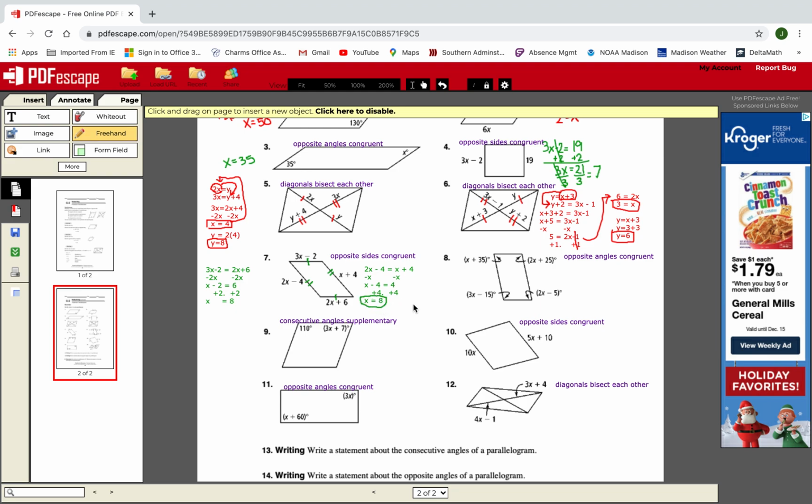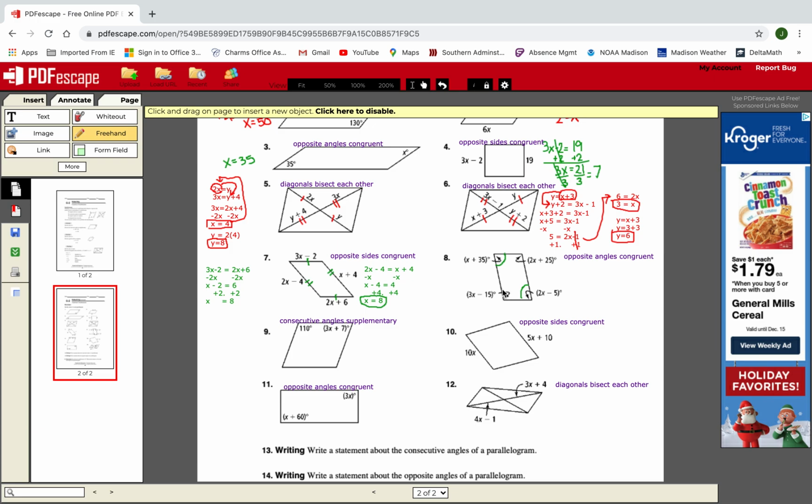All right, so we have opposite angles congruent here. And this is the same situation. You have x's in both places. So I have the two situations here. I have, well, opposite angles congruent. So I know that x plus 35 is going to equal 2x minus 5. I'll put some curves on this thing. Okay, so I know that x plus 35 equals 2x minus 5.